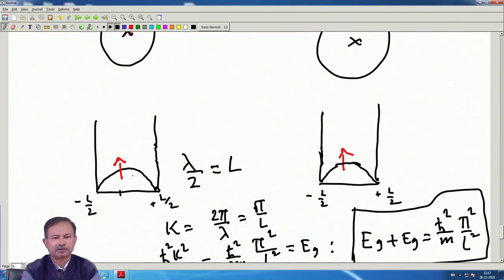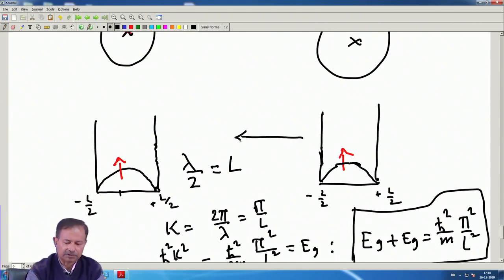So for two such particles in a box problems, I added their energies because they do not contact each other, they do not see each other, there is no connection between these two. So the total energy is this. Now the question is, what happens if I bring one close to the other, if one approaches the other? So let us see what we get.